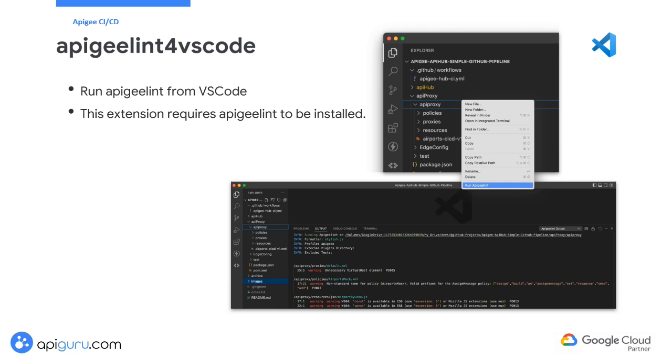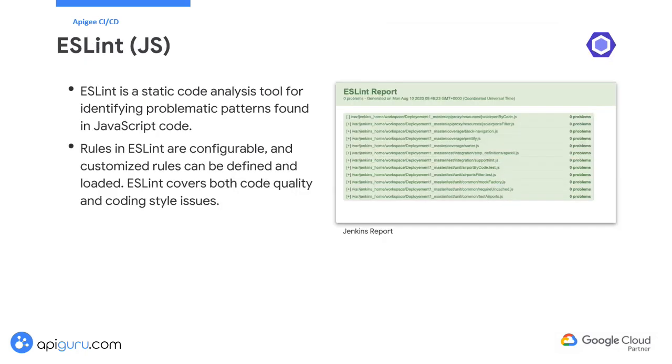We recommend using ESLint for automated quality analysis of your custom JavaScript code and callouts, such as JavaScript policies. ESLint is a powerful static code analysis tool that identifies problematic patterns in your JavaScript code. Its highly configurable rules allow you to define and load custom rules tailored to your needs. ESLint effectively addresses code quality and coding style issues, helping you maintain clean, consistent, and efficient code.